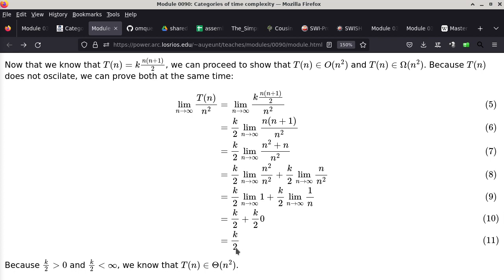All right, so how does that help us? We have k divided by 2. So now you have to ask, is k divided by 2 zero? No. Is k divided by 2 infinity? No. So that makes it possible for us to determine that T of n is both an element of big omicron of n squared as well as big omega of n squared. We have established a tight bound, because the ratio between the function that we're trying to approximate and n squared is a constant. The constant turns out to be k divided by 2.